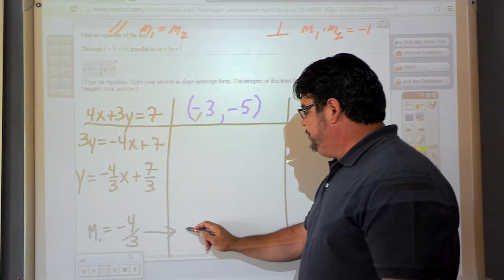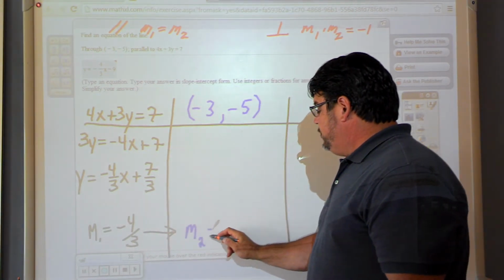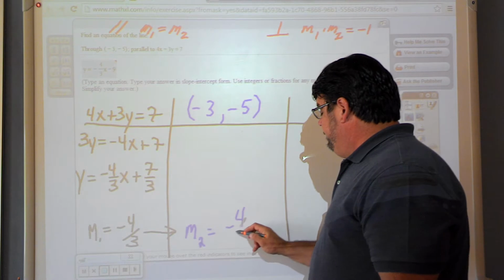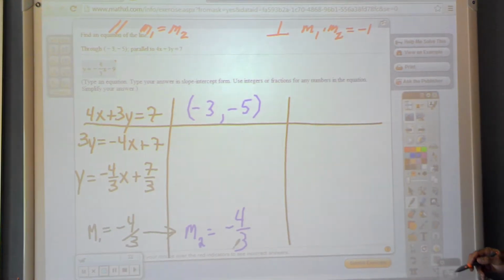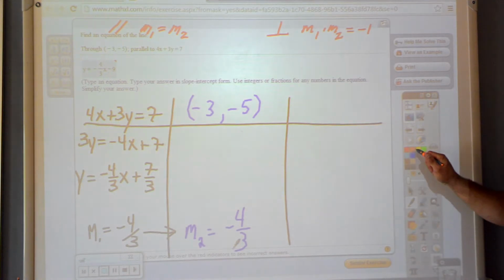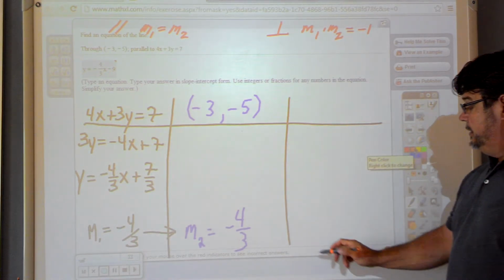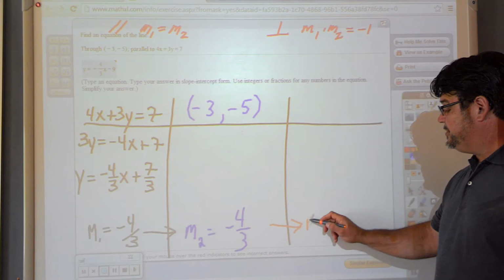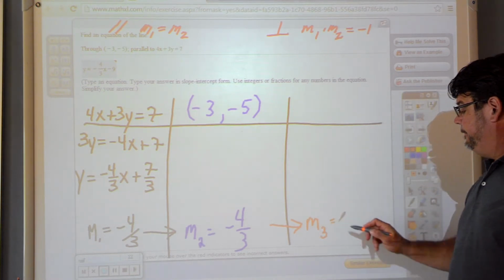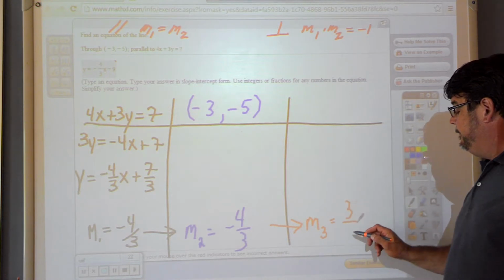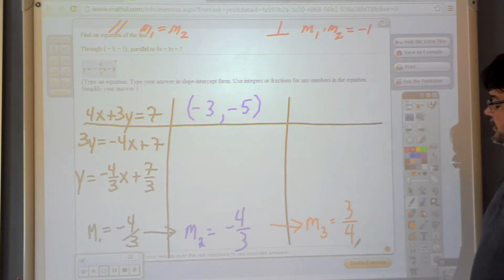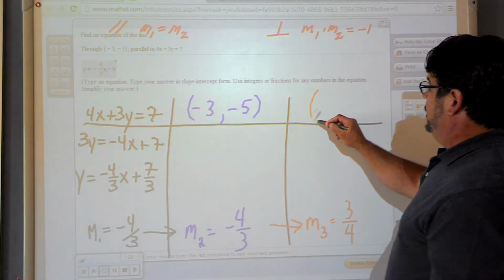-3, -5, and m sub 2 is equal to what? Negative 4 over 3. And we'll make the last one orange. So what's m sub 3? 3 over 4, opposite sign, reciprocal. All right, y'all do the rest of it.